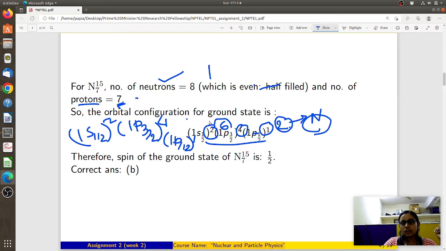So in that question they were just asking what the spin of the ground state of nitrogen-15 would be. As I already told you, all the nucleus properties are determined by the valence nucleons. So in the case of nitrogen-15, the valence nucleon is nothing but the last nucleon, the last proton. The spin is obviously a nucleus property, so it can be determined by only that last one. So what is the last one's configuration? I can write here that the last one's configuration is 1p1/2, 1.